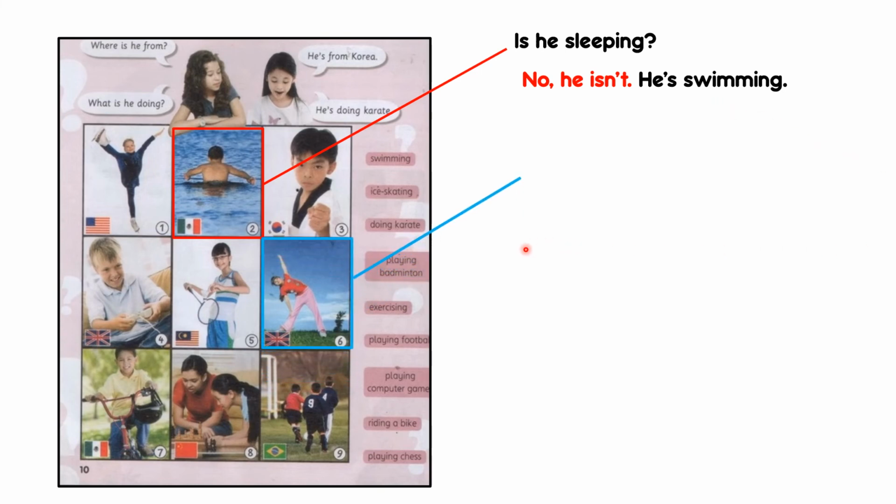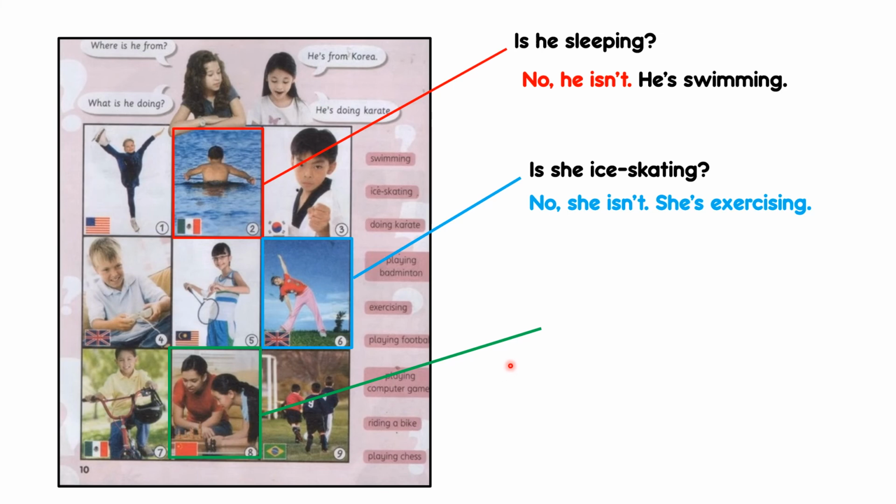Next, is she ice skating? If we look at the picture, there is not even an ice skating rink. So we have to deny the statement in the question. It's a no. No, she isn't. She's exercising.